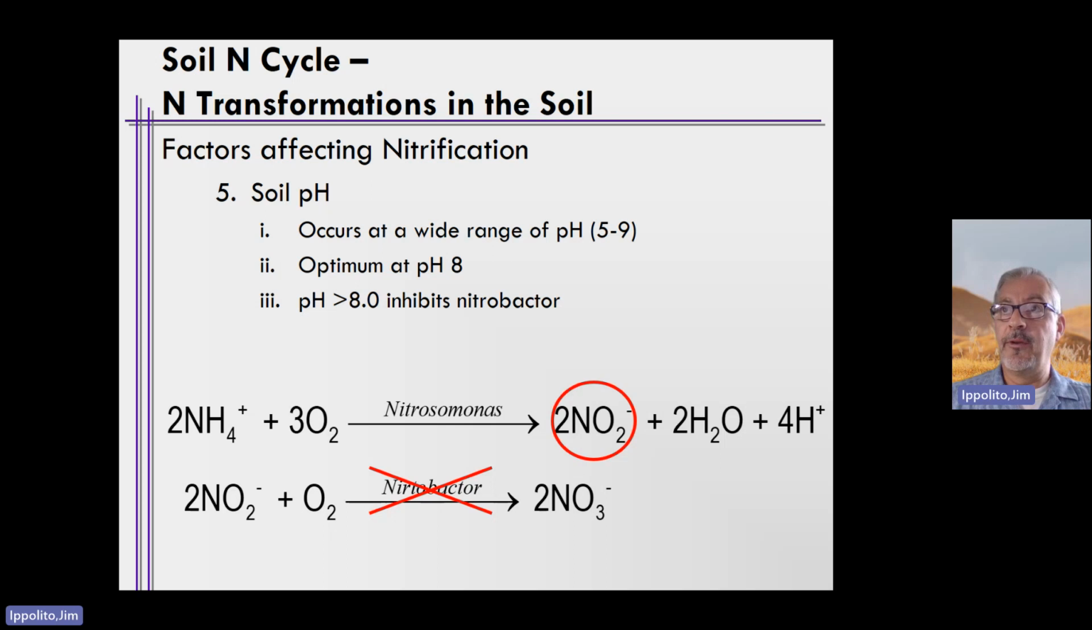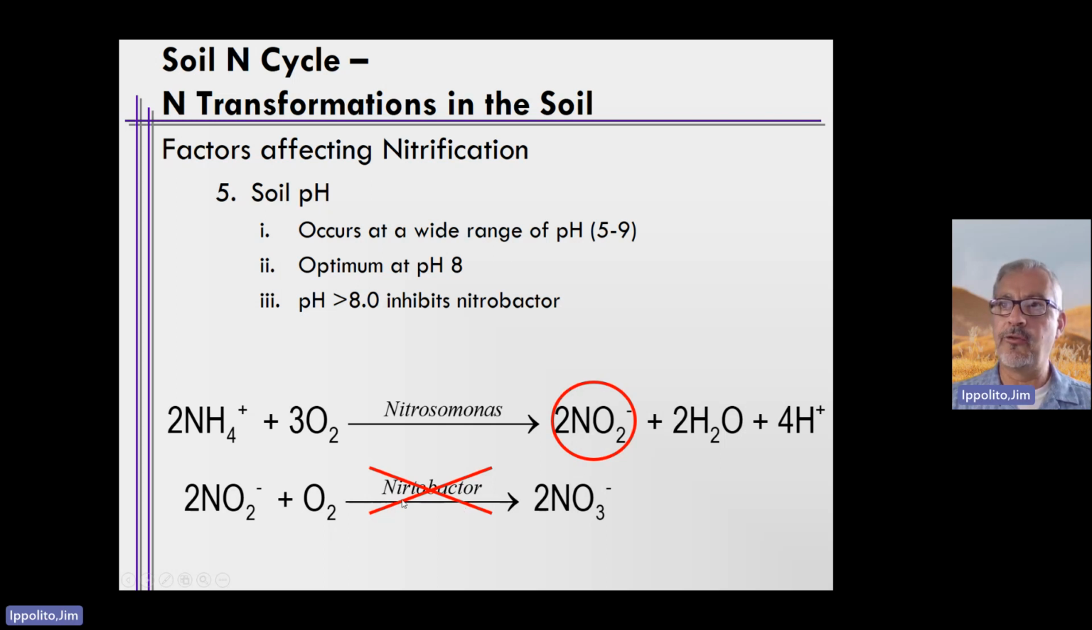The optimal pH is about 8, and above 8, this inhibits Nitrobacter activity. And so above 8, sometimes you can see actually this series of reactions bottlenecking after the first step. And it can bottleneck, and you can actually increase the nitrite concentration, and the nitrite is not readily converted to nitrate because of the reduction in Nitrobacter.